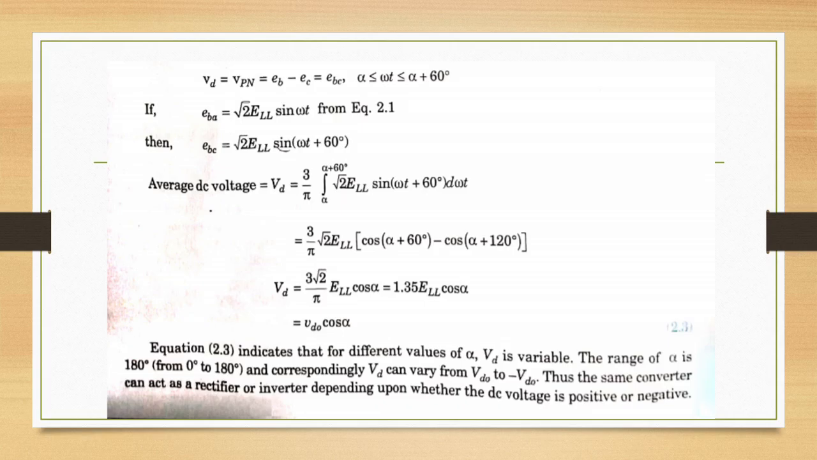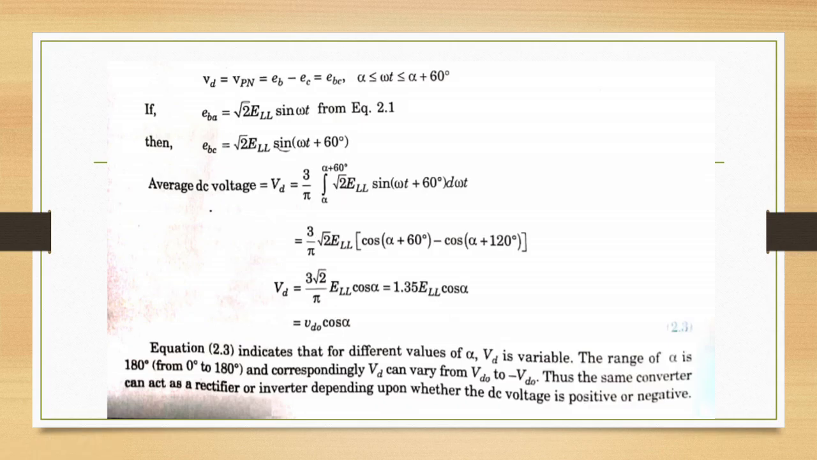So the average DC voltage is given by Vd equal to 3 by pi integral from alpha to alpha plus 60 of root 2 ELL sin(omega t plus 60 degrees) d omega t. So, sin of A plus B. Integral of sin(omega t plus 60) gives 3 by pi root 2 ELL [cos(alpha plus 60) minus cos(alpha plus 120 degrees)]. When we apply the limits, we get the equation of Vd as Vd0 cos alpha. So this equation indicates that for different values of alpha, Vd is variable. The range of alpha is 180 degrees and correspondingly Vd can vary from Vd0 to minus Vd0.